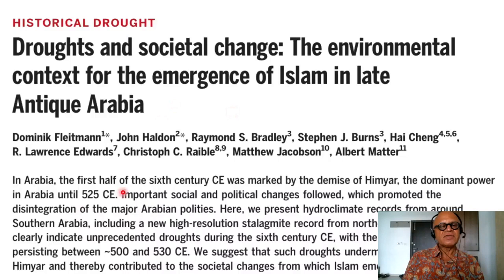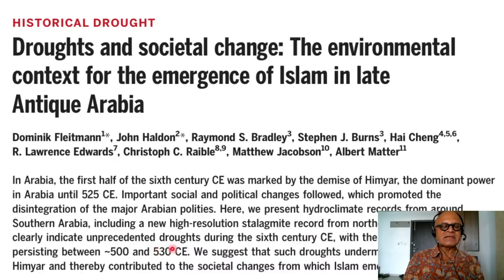In Arabia, the first half of the 6th century Common Era was marked by the demise of Himyar, the dominant power in Arabia until 525 CE. Important social and political changes followed, which promoted disintegration of the major Arabian polities. Okay, so here we present hydroclimate records from around southern Arabia, including a new high-resolution stalagmite record from northern Oman.